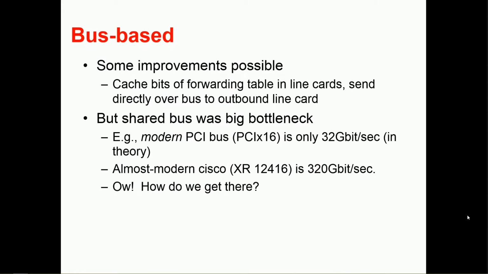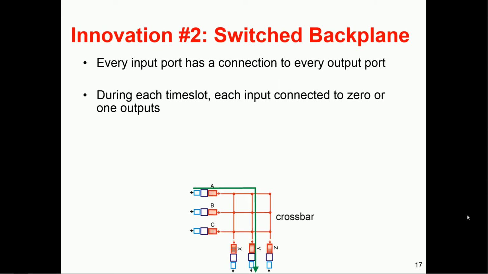One of the nice things here is cache bits for forwarding tables, and line cards no longer had to interrupt the CPU or system memory. We also had faster shared bus pathways, which again allowed for faster communication. Basically, every input port has a connection to every output port, and that allows for faster data to be sent.